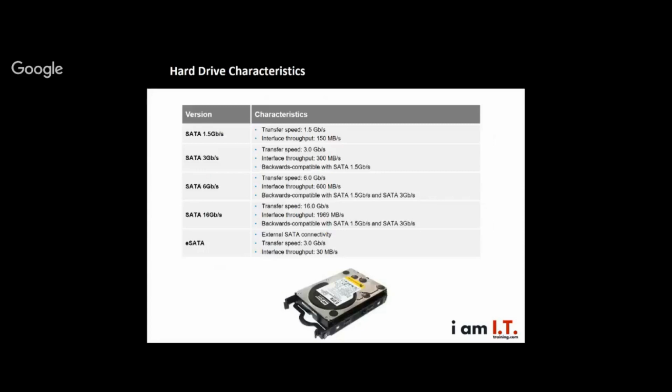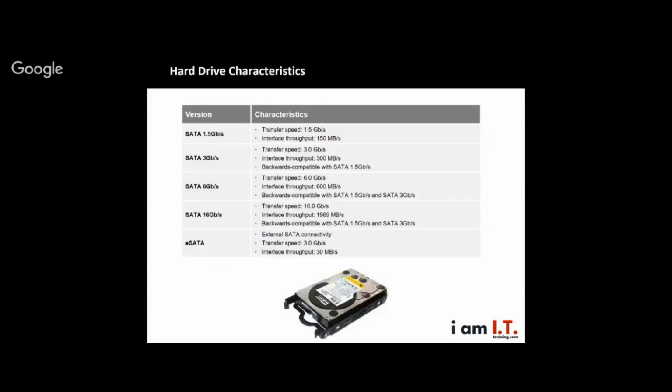So if you take a look at the SATA 1.5, it is called that because the transfer speed, or how fast it's transferring data, is at 1.5 gigabits per second. Now notice I did not say gigabytes. Look at the B. In Gb, it is a small b, and that stands for bits. Take a look at the SATA 3 gigabit per second.